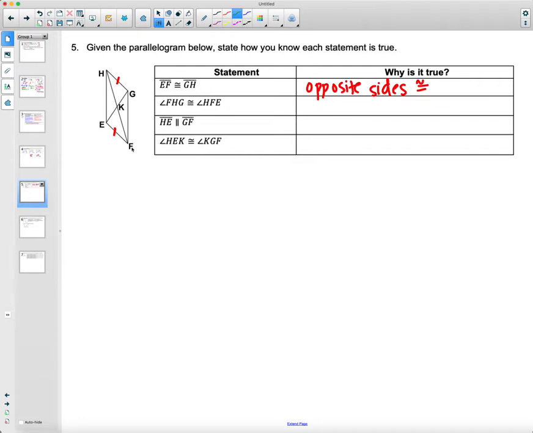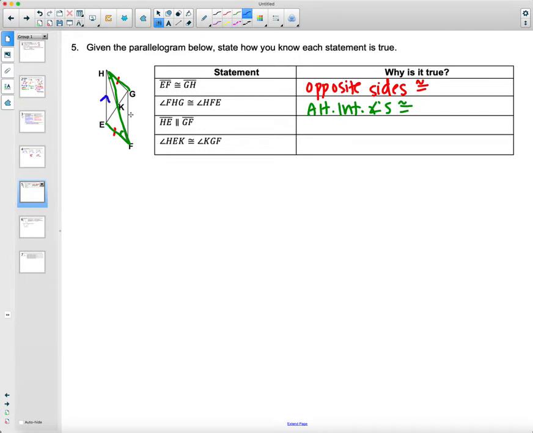How do we know angle FHG, this angle here, is congruent to HFE, this angle here? We can see that they make this kind of Z here, so they are alternate interior angles that are congruent. When we have parallel lines, which we know HG and EF are because it's a parallelogram, then alternate interior angles are congruent.